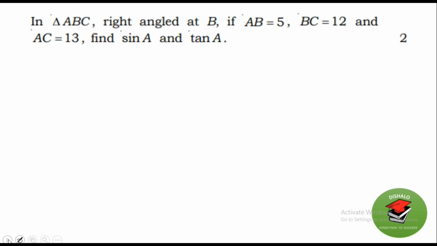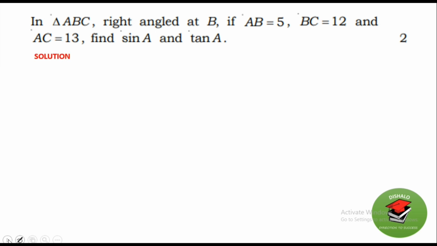Then next, I told you that was a choice question. Either you can just do this or that. So let us see what is the next question. In triangle ABC, right angled at B. So you have a triangle which is right angled at B. If AB is 5, BC is 12 and AC is 13, you have to find sine A and tan A.